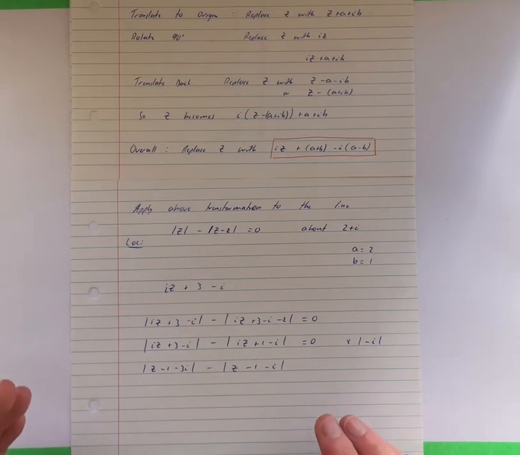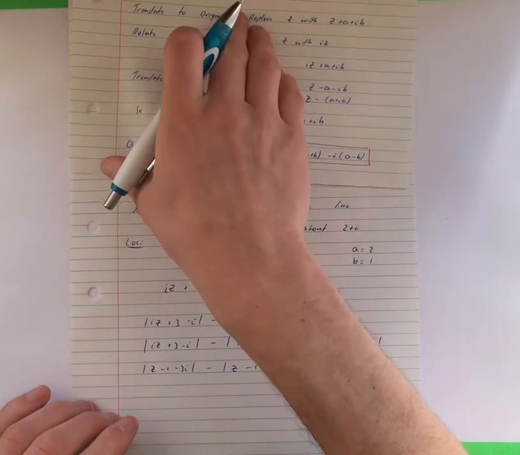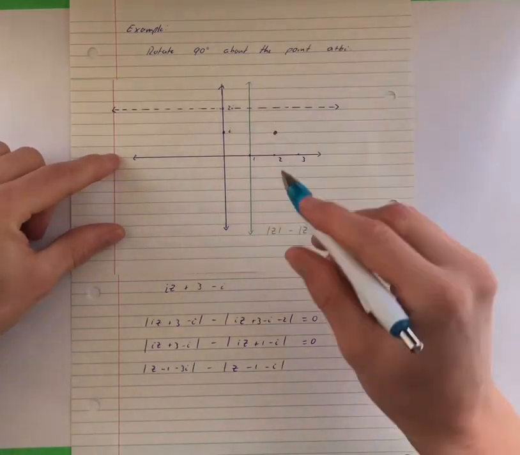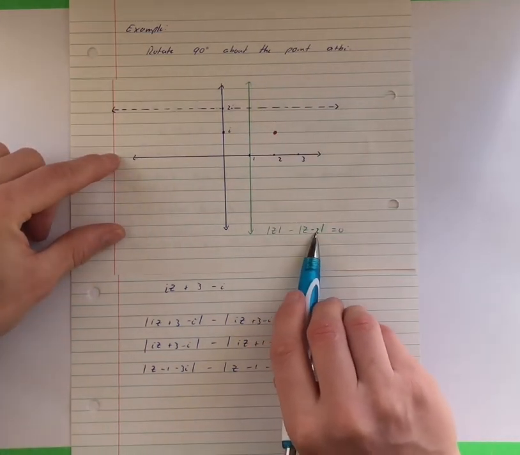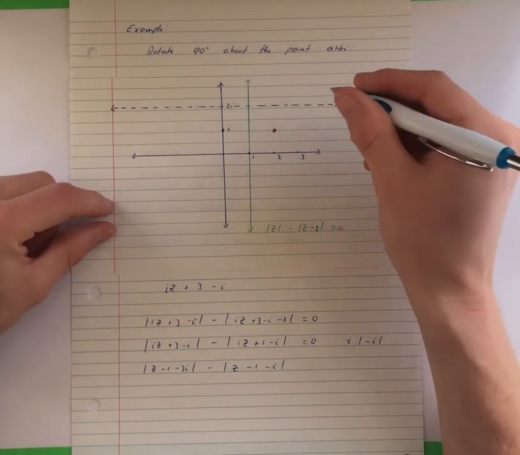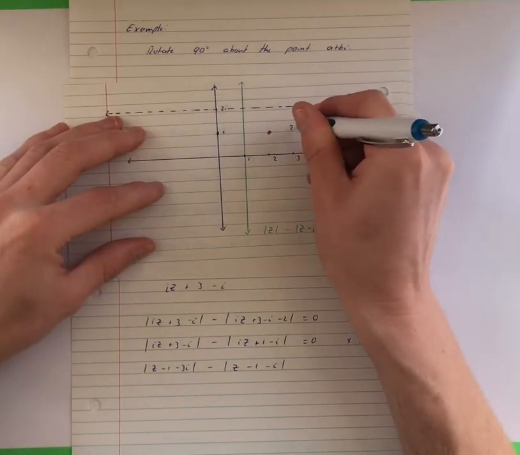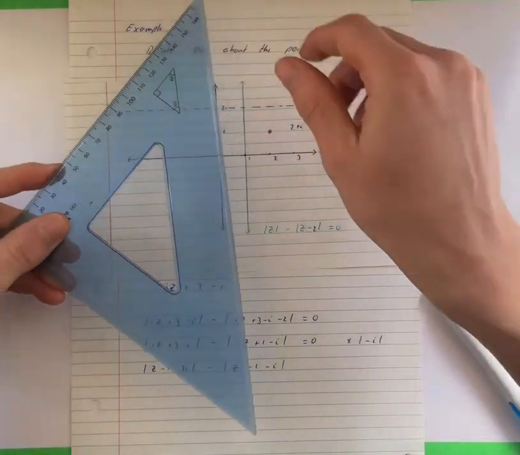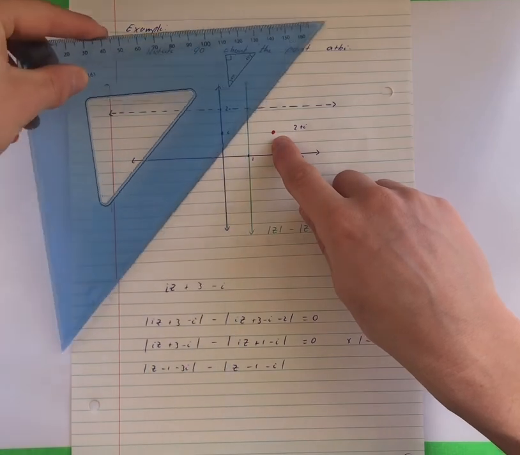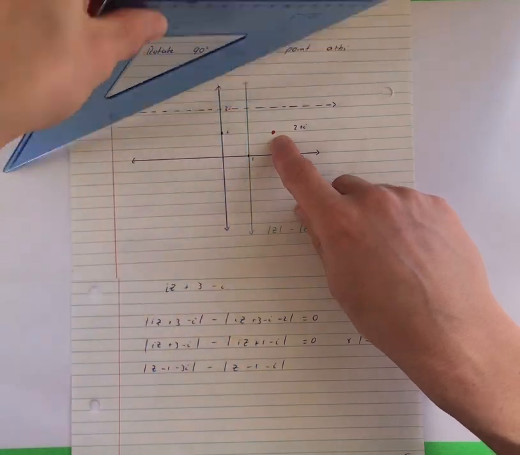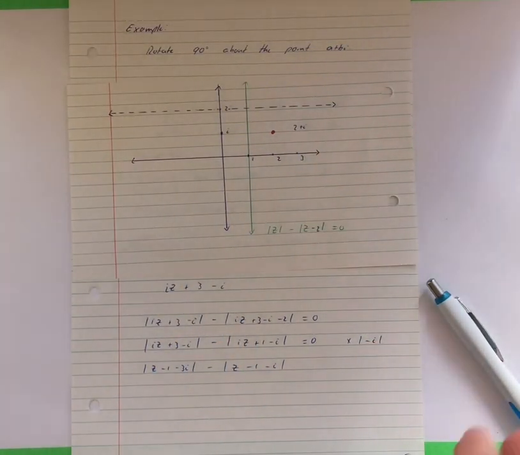Okay, so what does that transformation look like? I've drawn it up here. So this is our original line, the green line, the absolute value of z minus 2. And we're rotating about this point here, which was 2 plus i. So if I get my ruler and we rotate around this point, you can see a 90-degree rotation. It's going to take that line and put it there. Hopefully that's a good enough illustration of how that's happening. Okay, that's basically the end of the video.